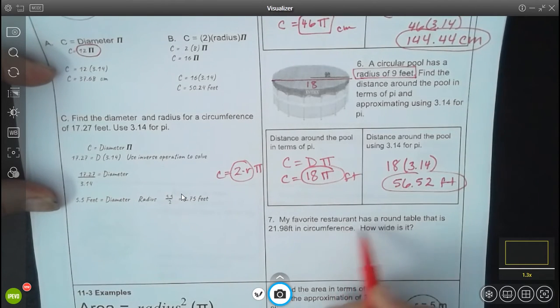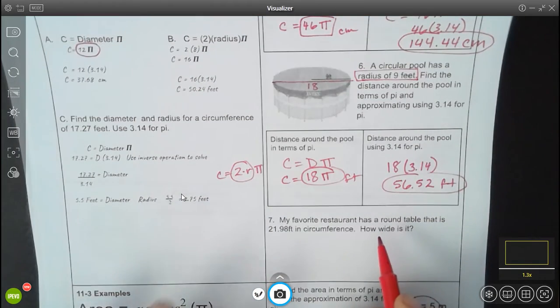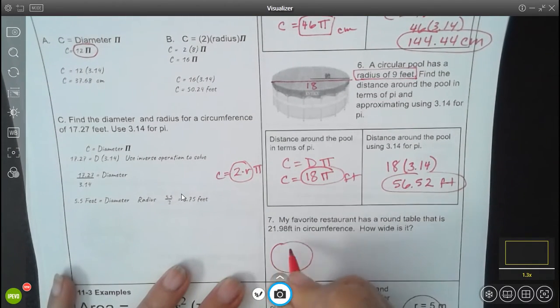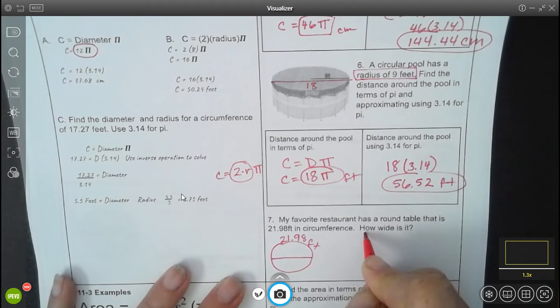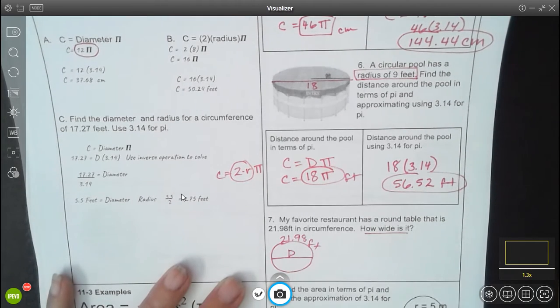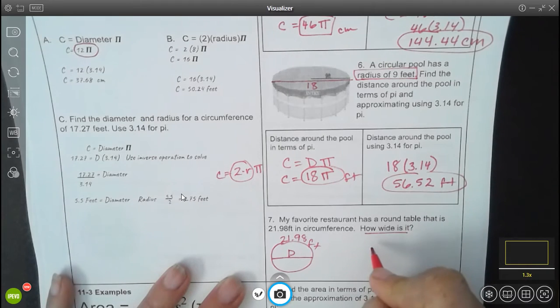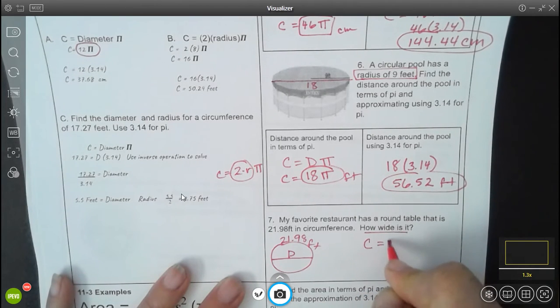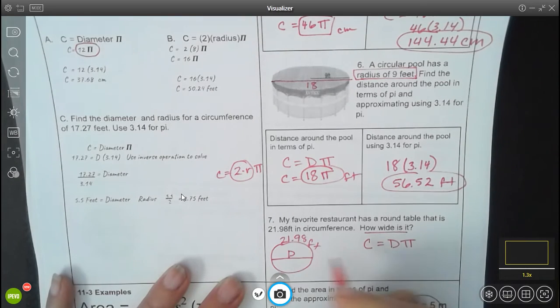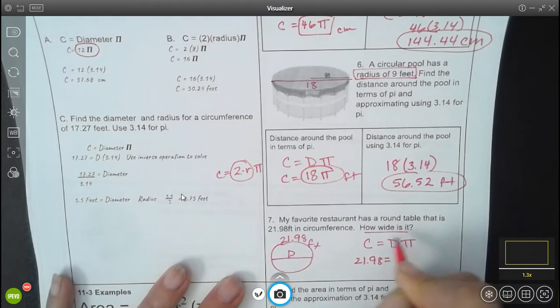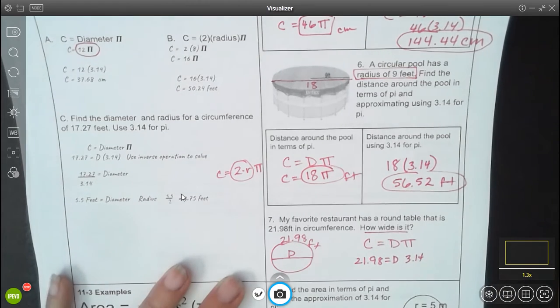So my favorite restaurant, Jalisco's, has these big round tables in the back, and the circumference of that table is 21.98 feet. So that's the distance around. And what we're trying to figure out is how wide is it? Wide is just another way of saying what's the diameter. So I'm going to start with my same rule. Circumference is equal to diameter times pi. And I'm going to plug in the 21.98. And I'm going to plug in my pi, because all I really need here is an estimation. Probably should say in that problem, use 3.14 for your pi.